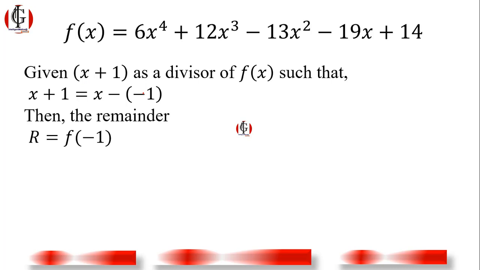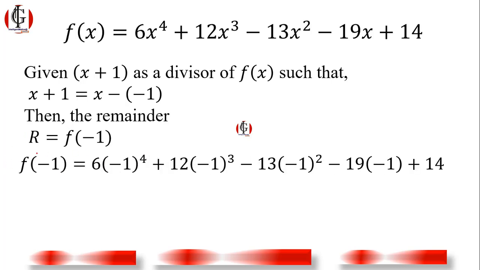And if x equals minus 1, and we substitute the value of x, minus 1, into the polynomial, I'm going to have r equals f of minus 1. My remainder will be r equals f of minus 1. So my divisor here is x plus 1, then I'm going to have my x to be minus 1, so that the remainder is going to be f of minus 1.